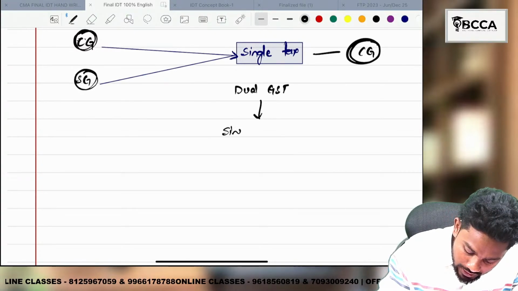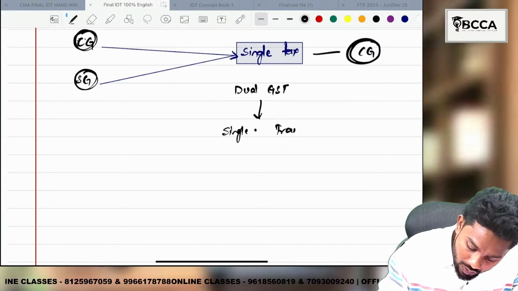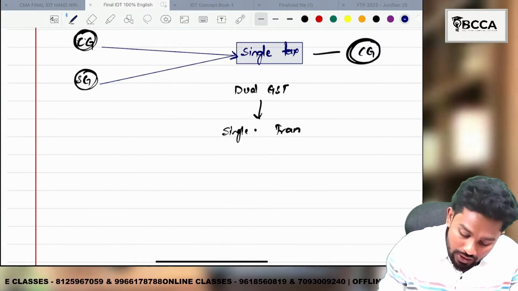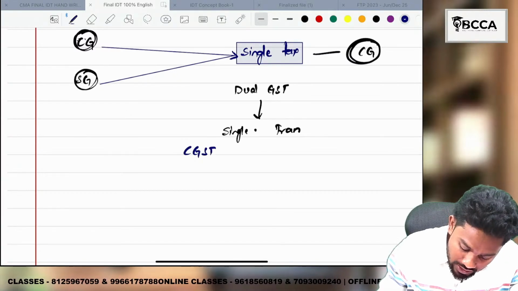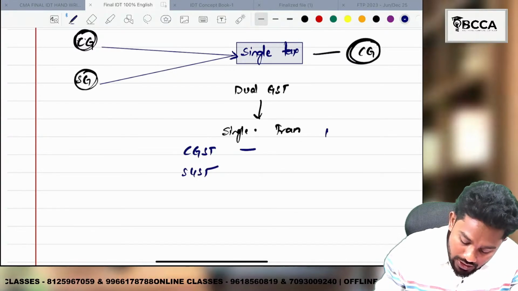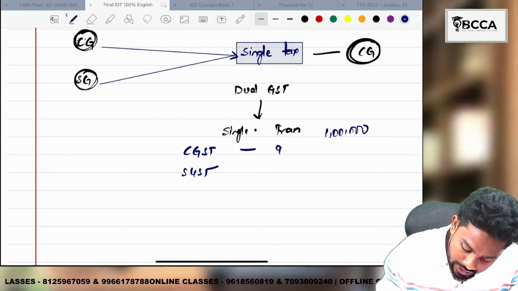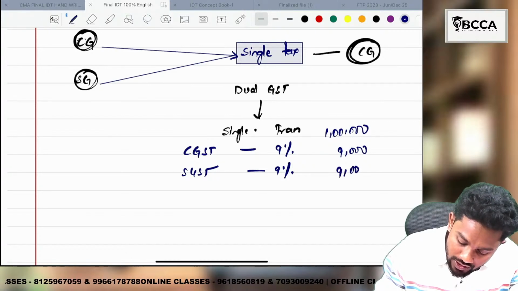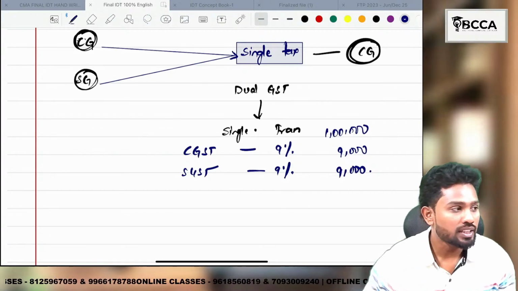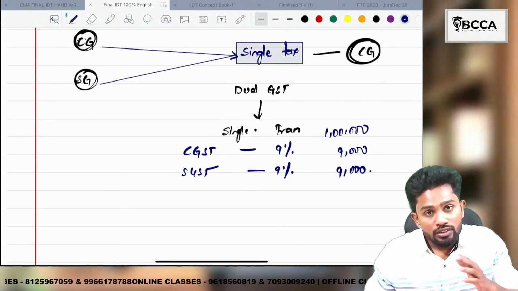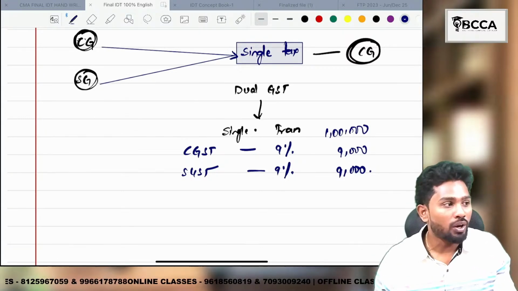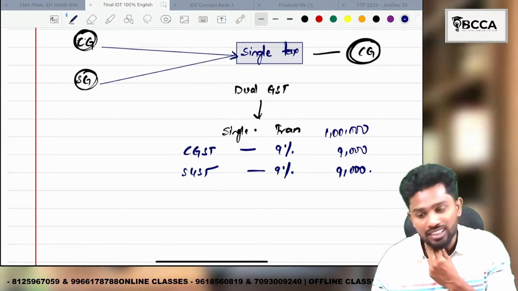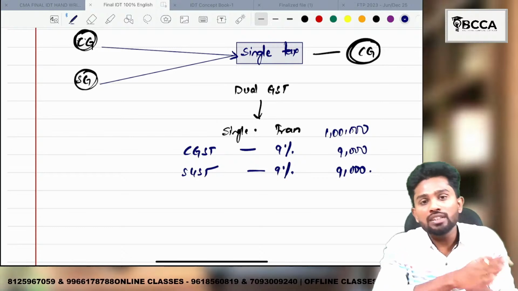On a single transaction, instead of a single tax, they levy two taxes. What are those two taxes? One is CGST and the other one is SGST. Let's say here 1 lakh, on this they levy CGST and even they levy SGST. CGST revenue is some 9,000, SGST revenue is 9,000. So now understand, the point is, because of this dual GST model, on a single transaction, instead of a single tax, two taxes will be levied simultaneously. The one will go to central government, the other will go to state government.